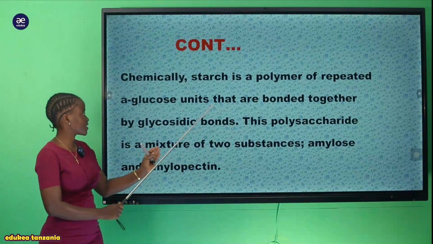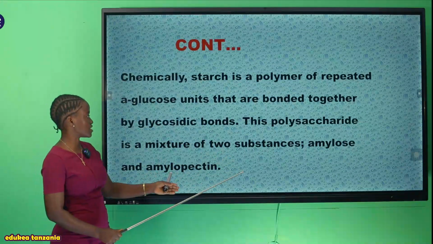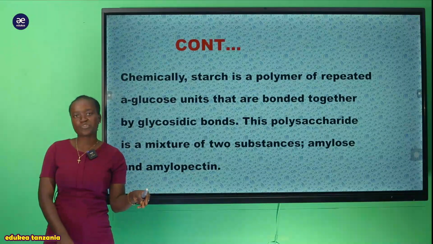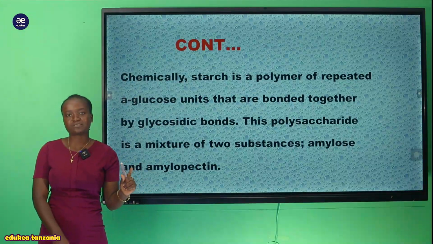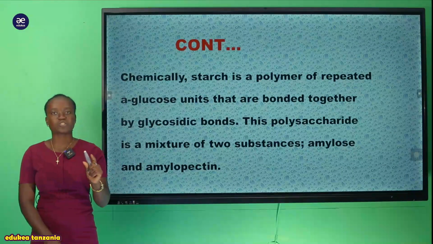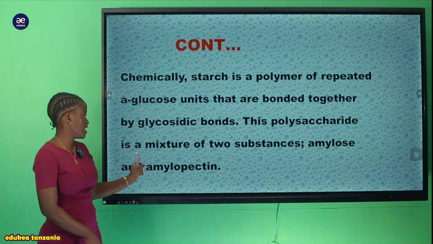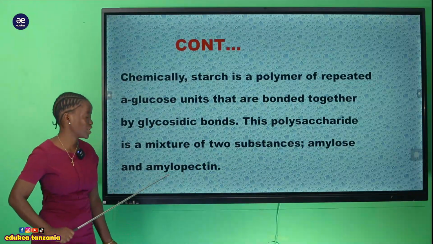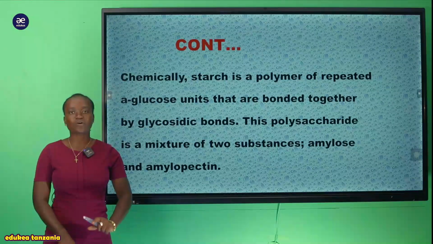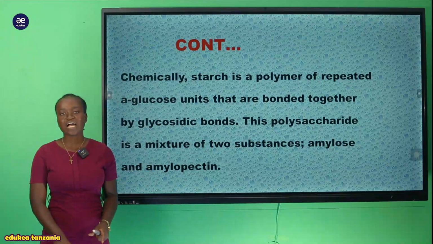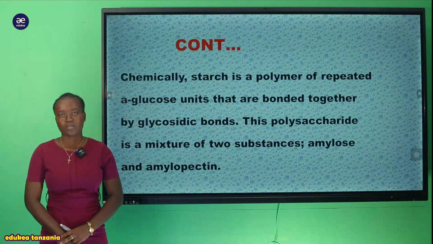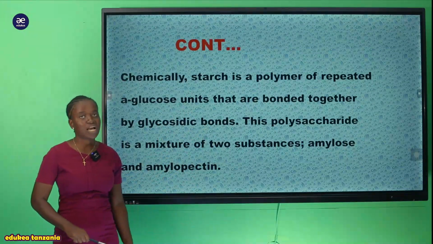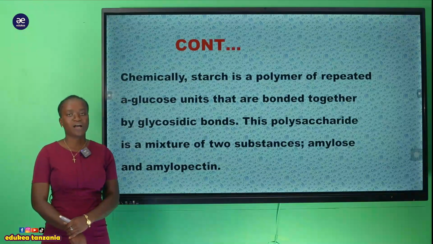But also we have seen that the polysaccharide is a mixture of two substances, that is the amylose and the amylopectin. So in order for the formation of starch, there must be the presence of amylose together with the amylopectin. Reminding you, this product, that is amylose and amylopectin, they have been made with a continuous long chain of alpha glucose. So ndipo ambapo sasa zikiungana inaenda kutengeneza sasa hile structure ambayo inaitwa the starch.